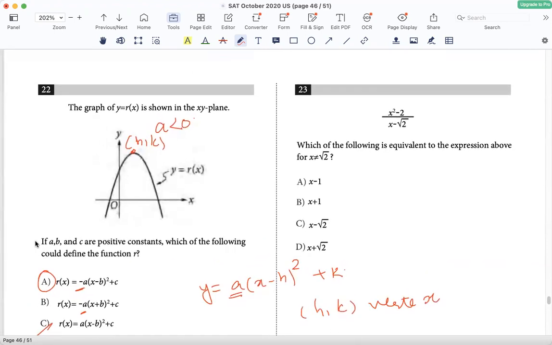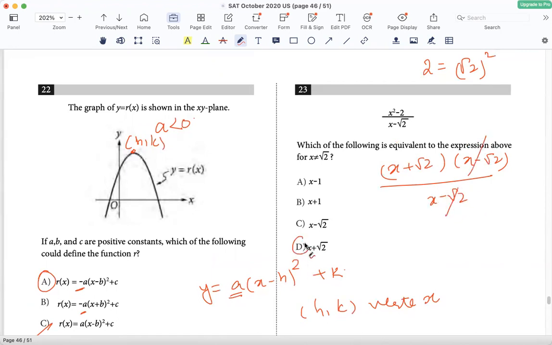Which of the following is equivalent to this expression? Okay, so I can write the numerator as (x plus root 2) into (x minus root 2), because a squared minus b squared. If I write 2 as root 2 squared, then that's what this becomes, (a plus b) into (a minus b), and x minus root 2. They cancel, so I'm left with x plus root 2, option D.